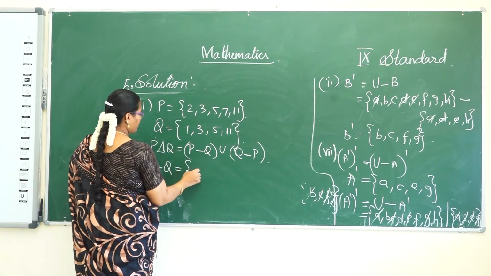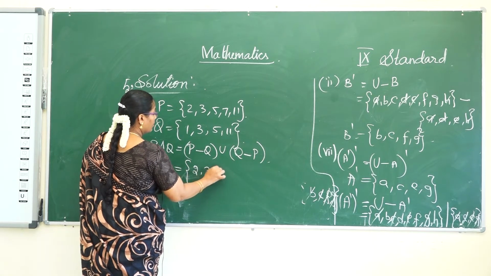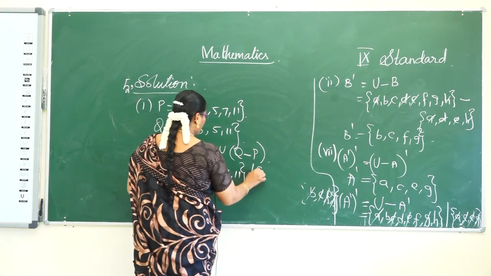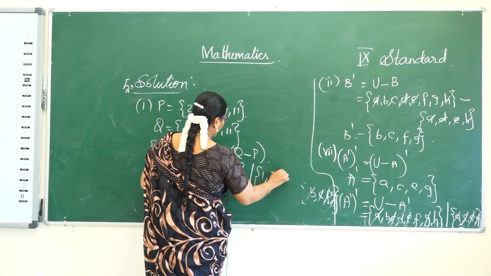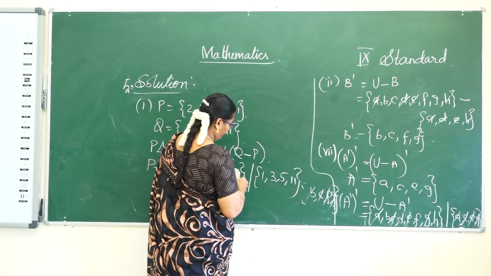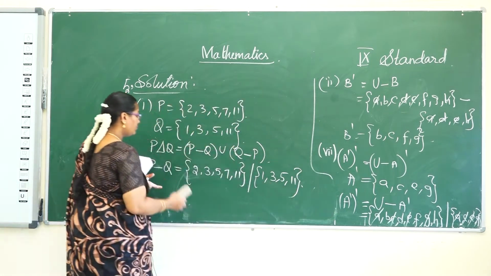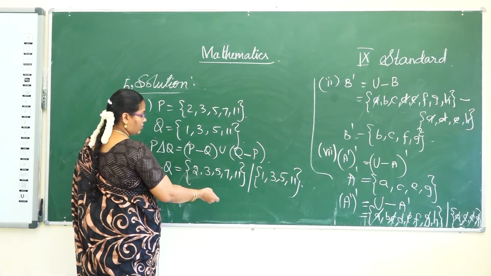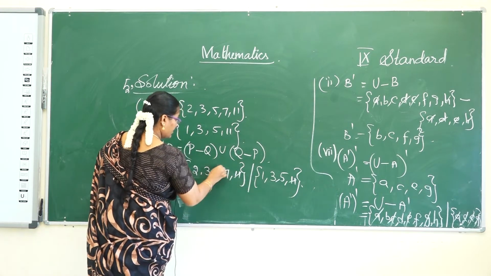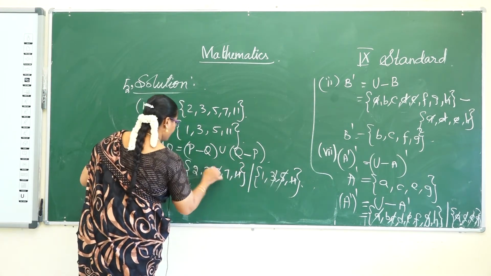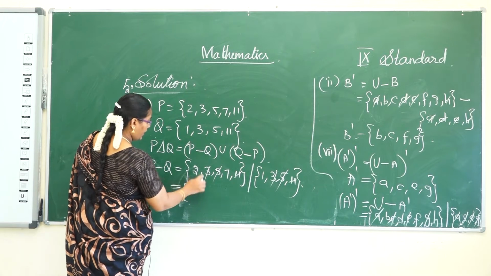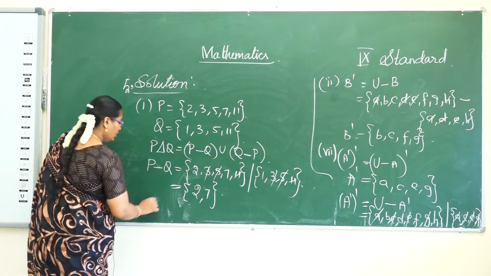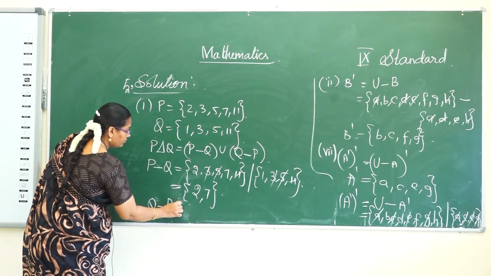What are the elements in set P? 2, 3, 5, 7, 11. Difference Q: 1, 3, 5, 11. So we keep the elements that exist only in set P, and the common elements will be cancelled. So what are the elements remaining in set P? 2, 7. And next find Q difference P.